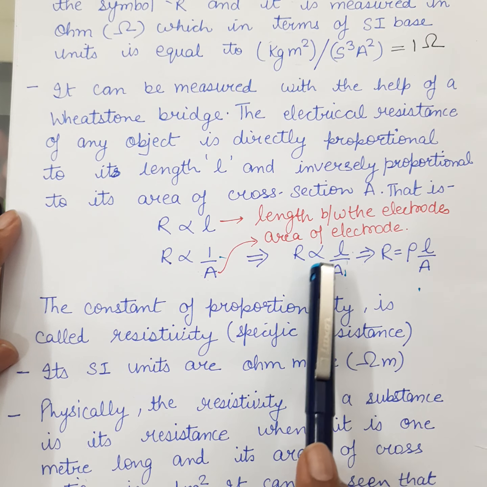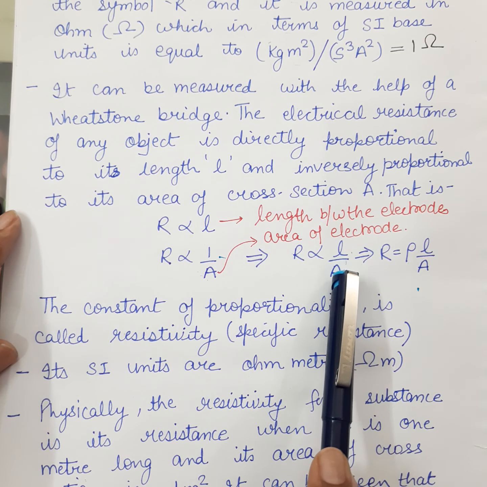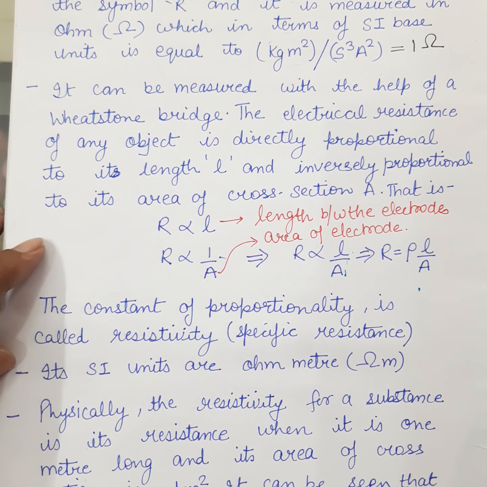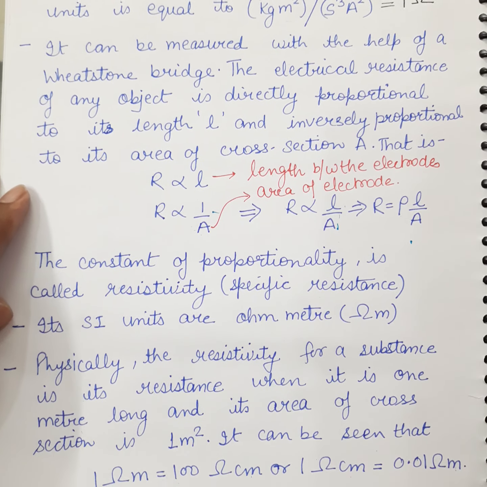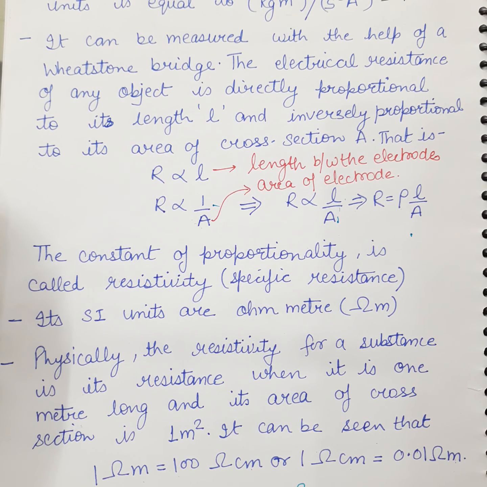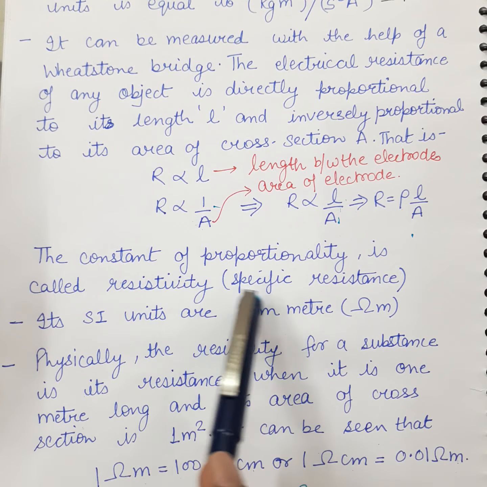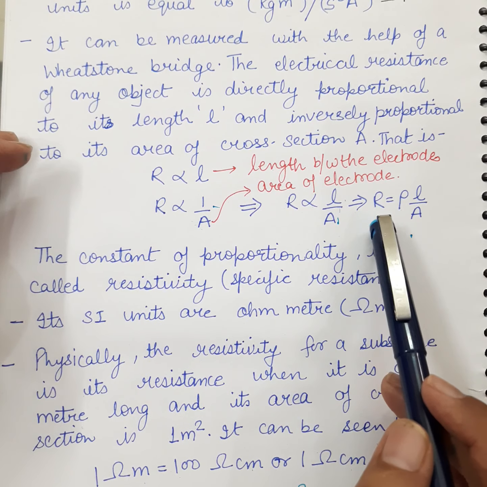When we put the value of L equals 1 and A equals 1 m², then it can be seen that 1 ohm meter equals 100 ohm centimeter, or 1 ohm centimeter equals 0.01 ohm meter. Okay, so students, how will you find out the SI unit of resistivity, which is ohm into meter? Here you can see the formula, students.